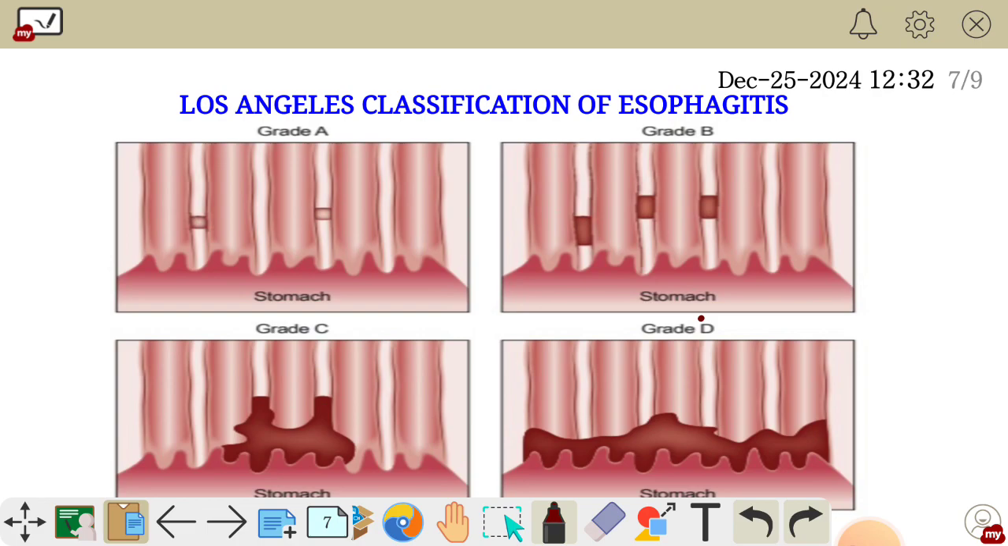But in grade D, these breaks are now crossing the top parts of the folds of the esophagus. We have the folds here, then the lesions are crossing the folds, and they are affecting the whole circumference of the esophagus. That is grade D of esophagitis.